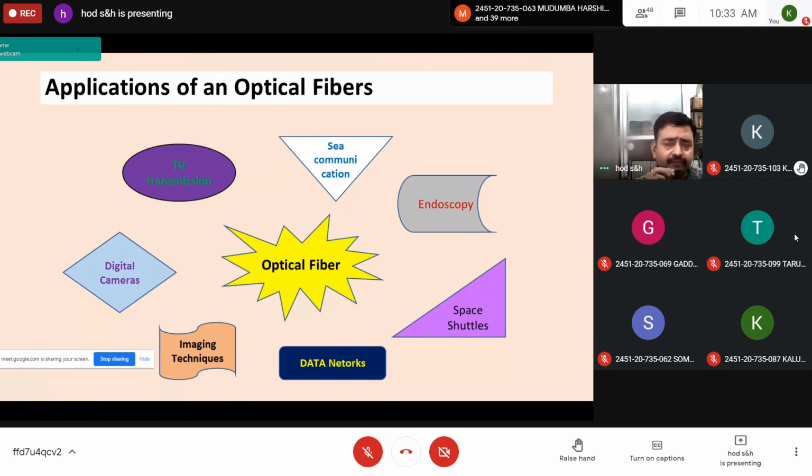Then we have discussed the losses in optical fiber, or attenuation in an optical fiber communication system. And finally, we have discussed a few applications of optical fibers. This we have discussed in this chapter. So in this sense, this chapter is completed. So entire unit 4 is completed.